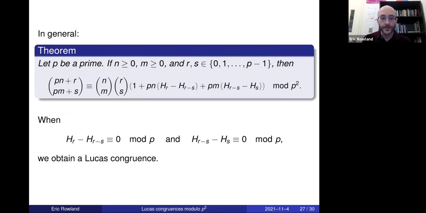So here's a general theorem for this expression. When this last piece is 1, that's exactly when you get a Lucas congruence. And you can arrange that by requiring these differences of harmonic numbers to be 0. So when H of R minus H of R minus S is 0, and similarly this term right here is 0, then this entire term becomes 1, and you get your Lucas congruence modulo p squared. So this is part of the proof.